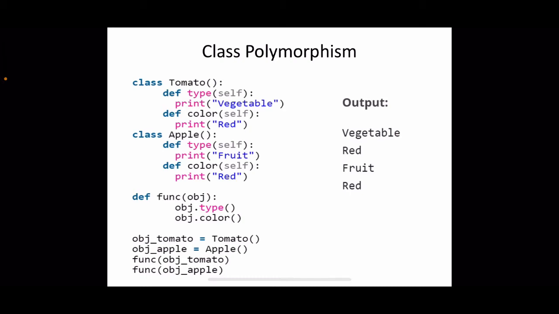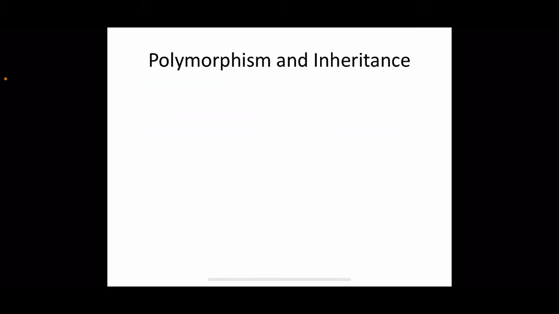In that case, this type will be invoked first, then this color will be invoked. So fruit and red will be printed in that case. So depending on the object to which this method is applied, the corresponding method will be invoked. So this is an example of class polymorphism.